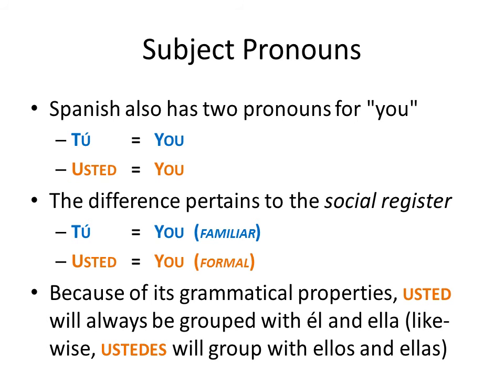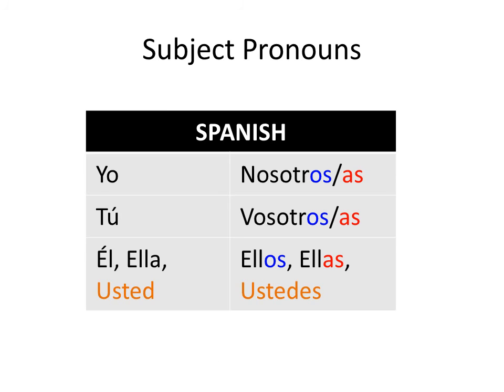Now, because of the grammatical properties, usted will always be grouped with él and ella, and likewise ustedes, which is the plural form of usted, will be grouped together with ellos and ellas. And this has to do with conjugation, which is something you'll see very shortly in another lesson. But because usted and ustedes conjugate identically with él, ella, ellos, and ellas, we're going to group those together. So here you see usted and ustedes at the bottom. Now, some textbooks will insert another line just below tú and vosotros and put ustedes in there. I think that makes things more complicated than need to be. So for simplicity, let's just group those with él, ella, ellos, and ellas.